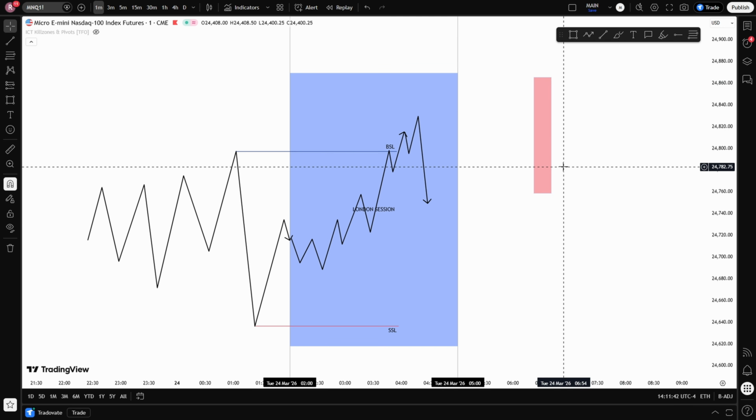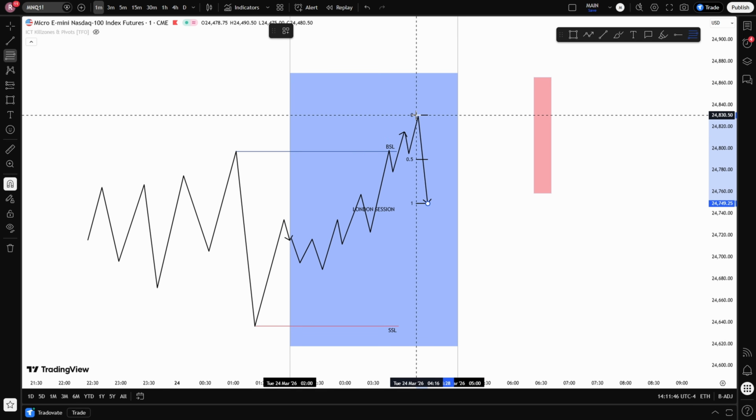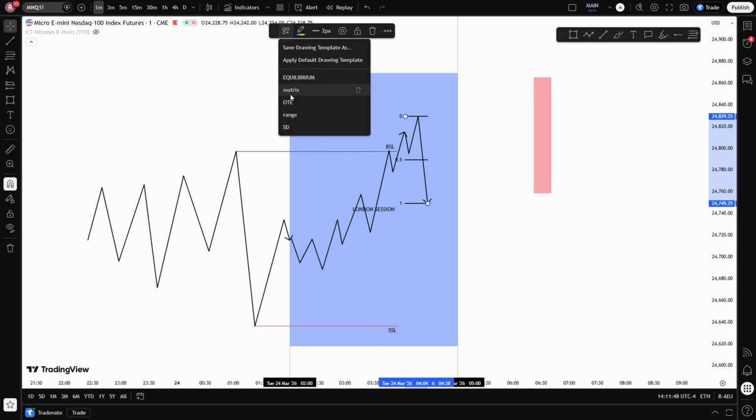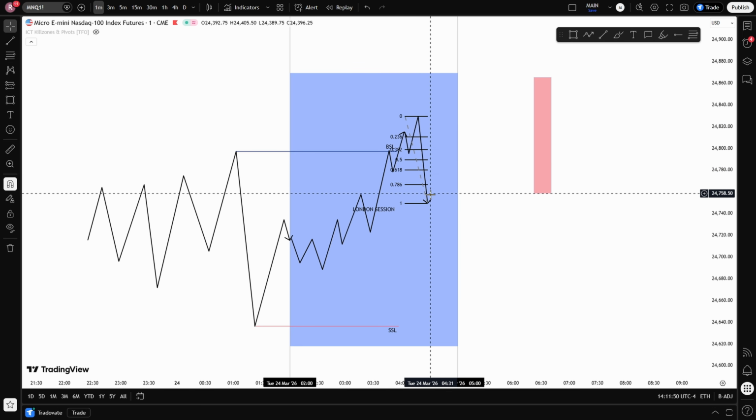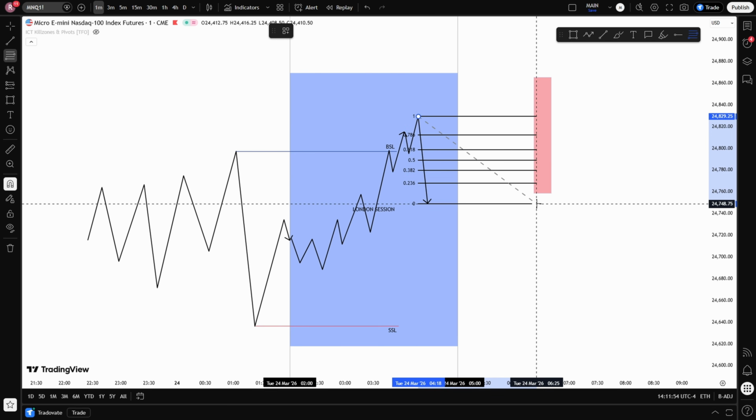Now you draw your OTE from the high to the low in a bearish scenario, or low to high in a bullish one, and your OTE zone is going to be that 0.618 to 0.786 area. That's where you're looking for price to retrace into.